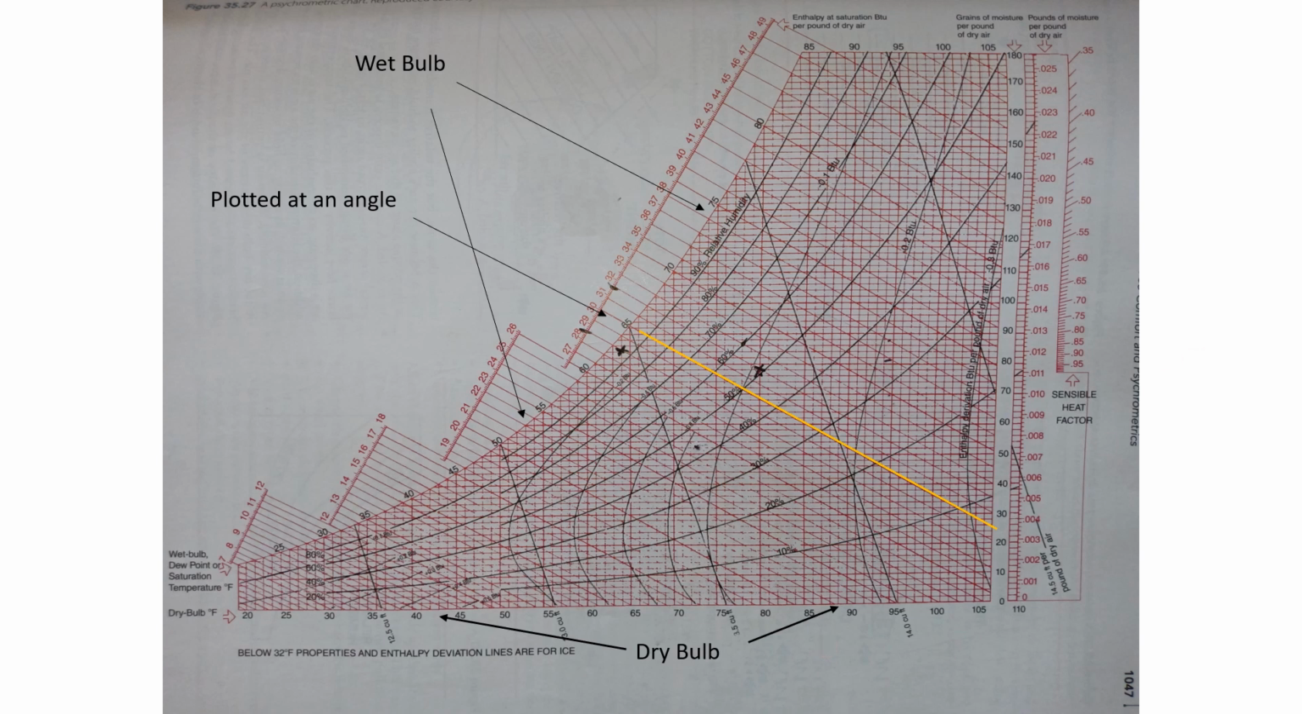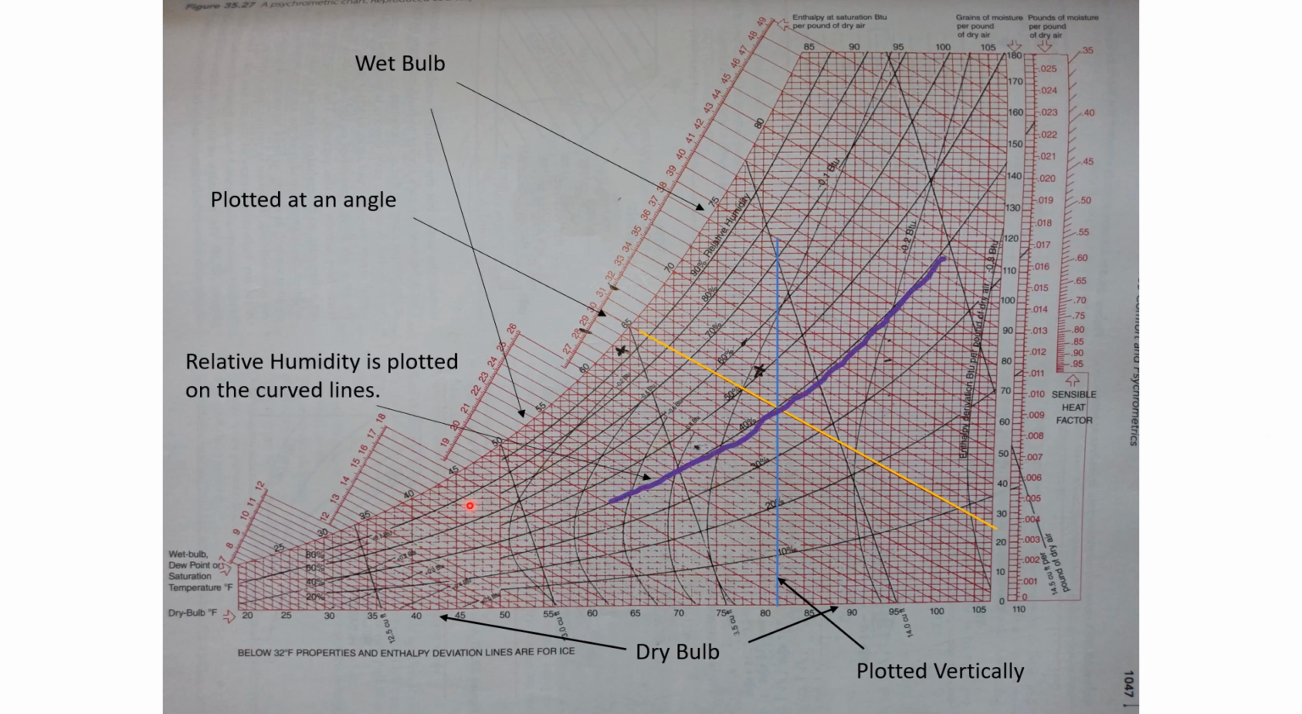You plot the dry bulb vertically. All the way you plot things, if you forget, you can look on page 1048, and it tells you how to do that. So we're plotting the dry bulb vertically, we're plotting the wet bulb at this angle right here, and then they're going to meet, and where they meet is what's important.